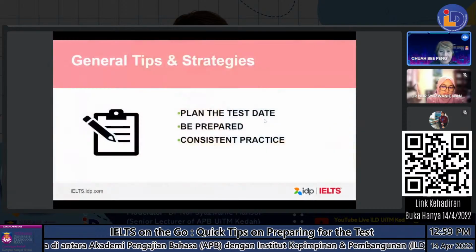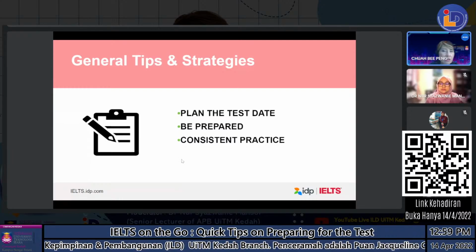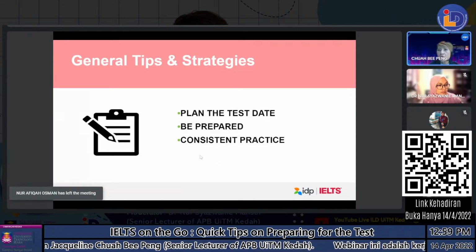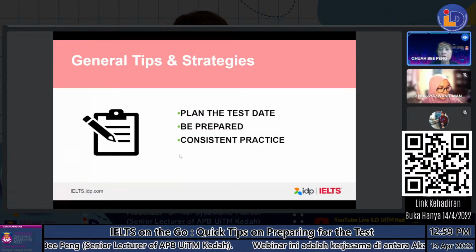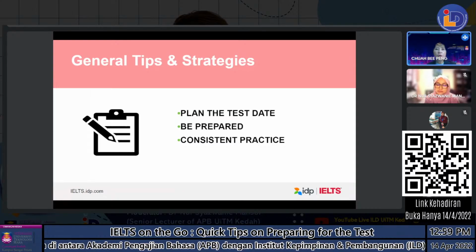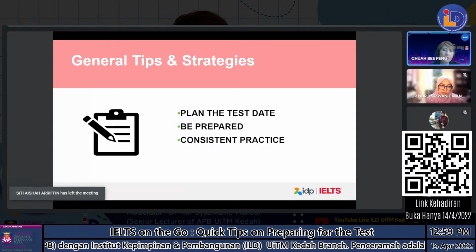Right, so general tips and strategies. Plan the test dates, be prepared, and practice consistently, like I said. And the last tip: go and sign up for a proper workshop if you have the time before the test. It's advisable. I strongly encourage you to take the intensive workshop, because it gives you more hands-on and more detailed explanation of each question type, which will be very helpful for you to prepare for the test.